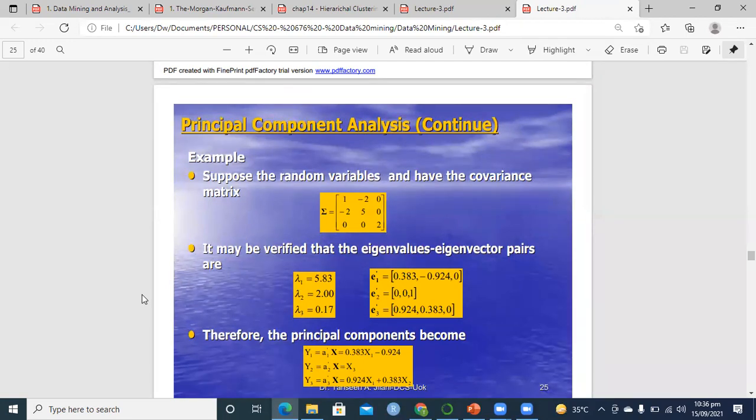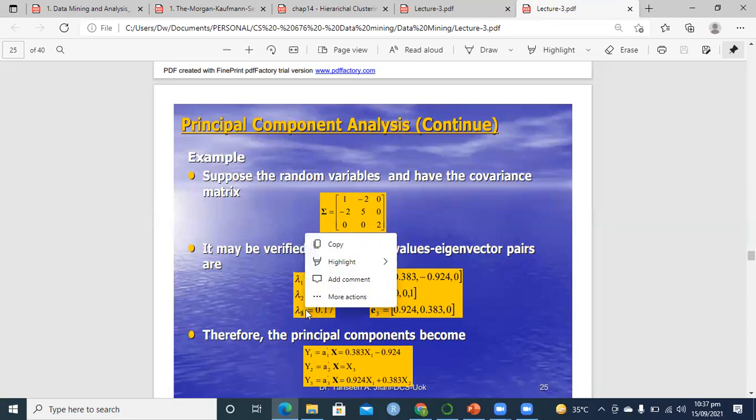So eigenvalues, eigenvectors. Now from eigenvalues, you can see the first two values are large, 5.83, 2.0, but the third value is very small, 0.17. It is even less than 1. So if the eigenvalue is less than 1, usually we ignore it, we remove it. So if I remove the third eigenvalue, that means I will have only two columns remaining in the new data set.